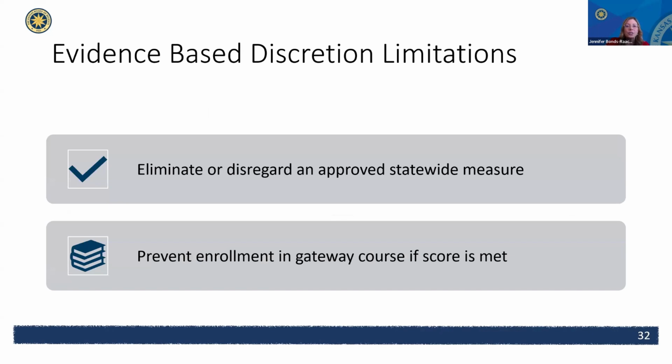It should be noted that institutions can use professional discretion when searching for evidence of a student's ability to complete a Gateway math course. However, discretion does not allow institutions to do two things. First, an institution cannot eliminate or disregard an approved statewide measure. For example, an institution could not refuse to accept one of the measures like an SAT score. Next, an institution cannot prevent a student from enrolling in a Gateway course if they meet one of the statewide scores. So if we think about this overall, you can use professional discretion with evidence to bump a student up, but not to bump a student down. It's also worth noting that institutions must seek approval for use of evidence-based discretion.